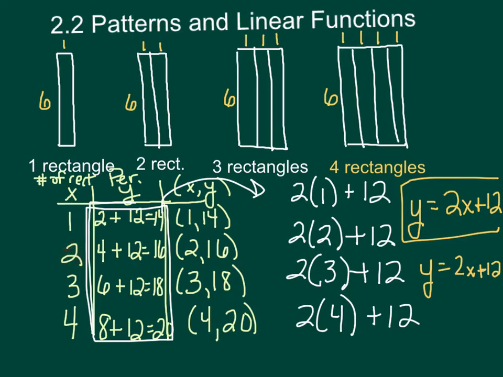If you plugged in 2, we know we have to get 16. So if you plugged in 2, your input, 2 times 2 gives us 4. 4 plus what gives you the 16? Well, it's 12. Plug in 3. 3 times 2 is 6. 6 plus what gives us 18? It'd be 12. So this right here would be our equation. Now we still have to write this as a graph.